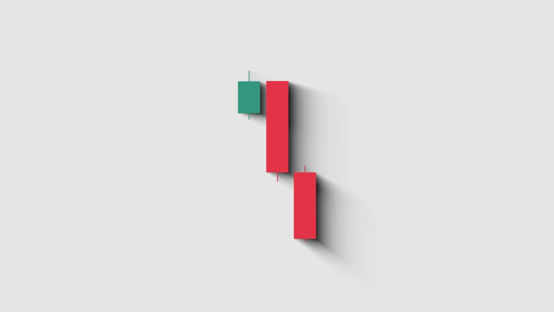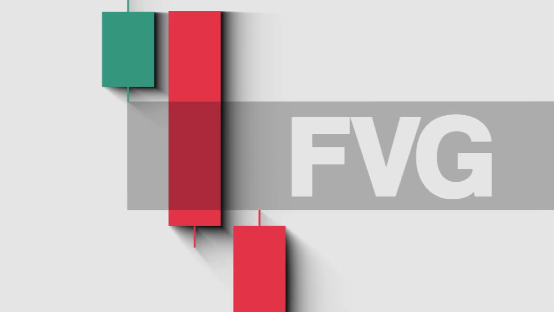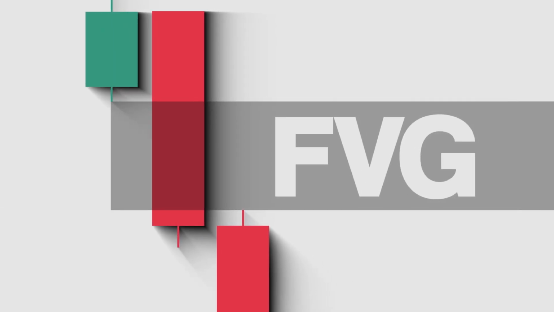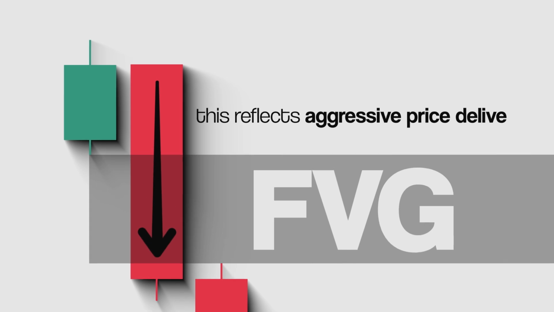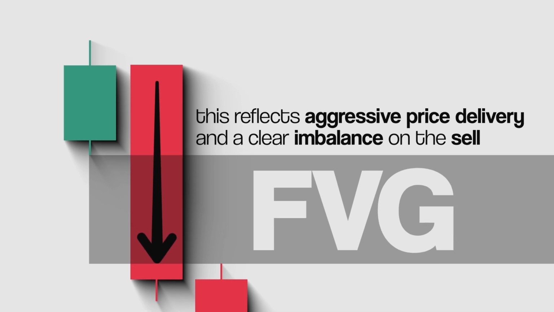The same concept applies in the opposite direction for a bearish fair value gap. In this case, the low of the first candle and the high of the third candle create the boundaries of a bearish fair value gap. Again, this reflects aggressive price delivery and a clear imbalance on the sell side.